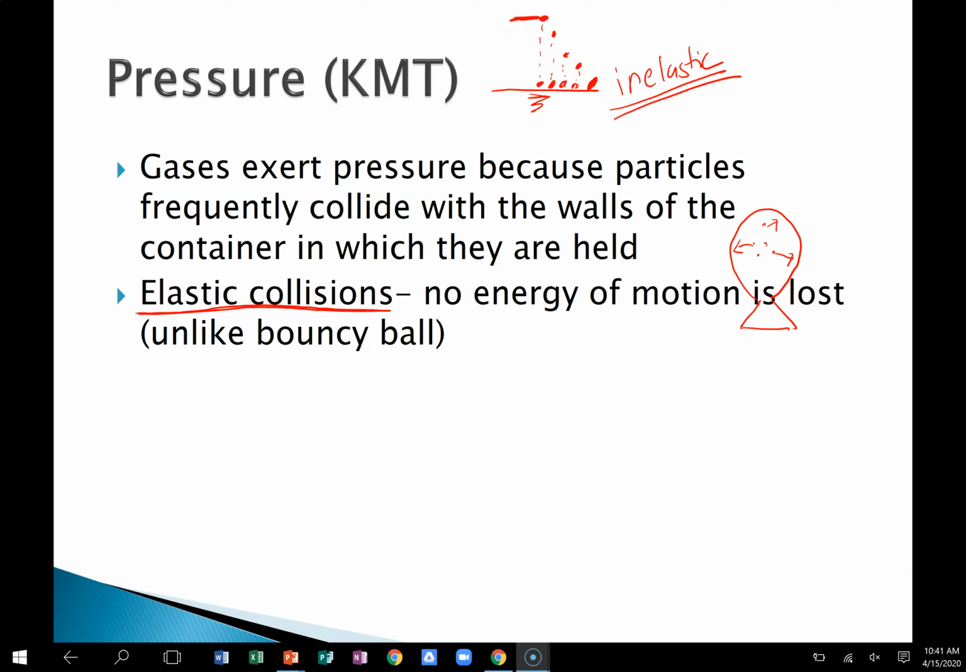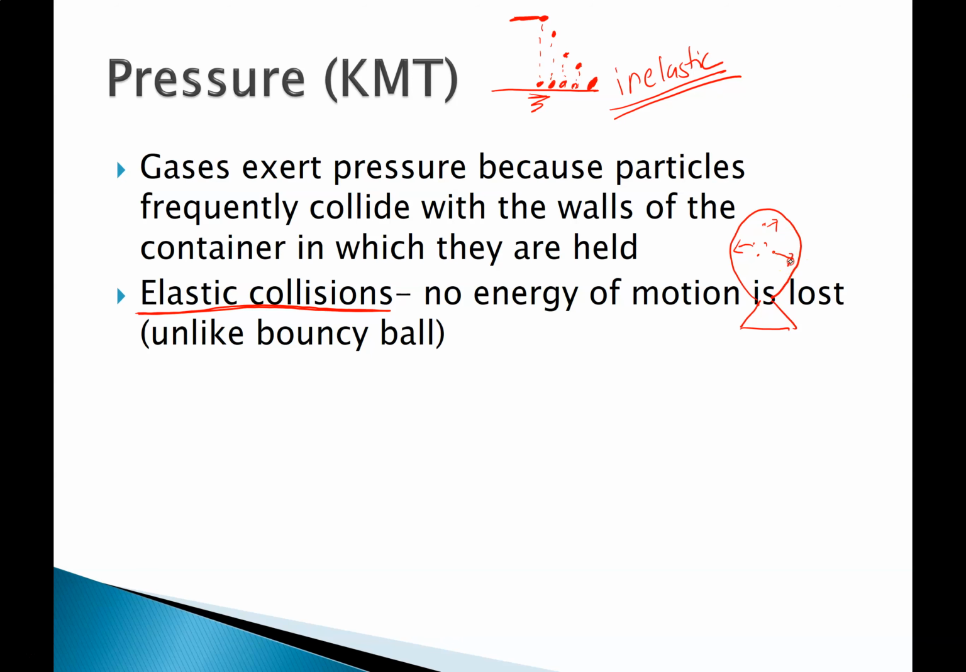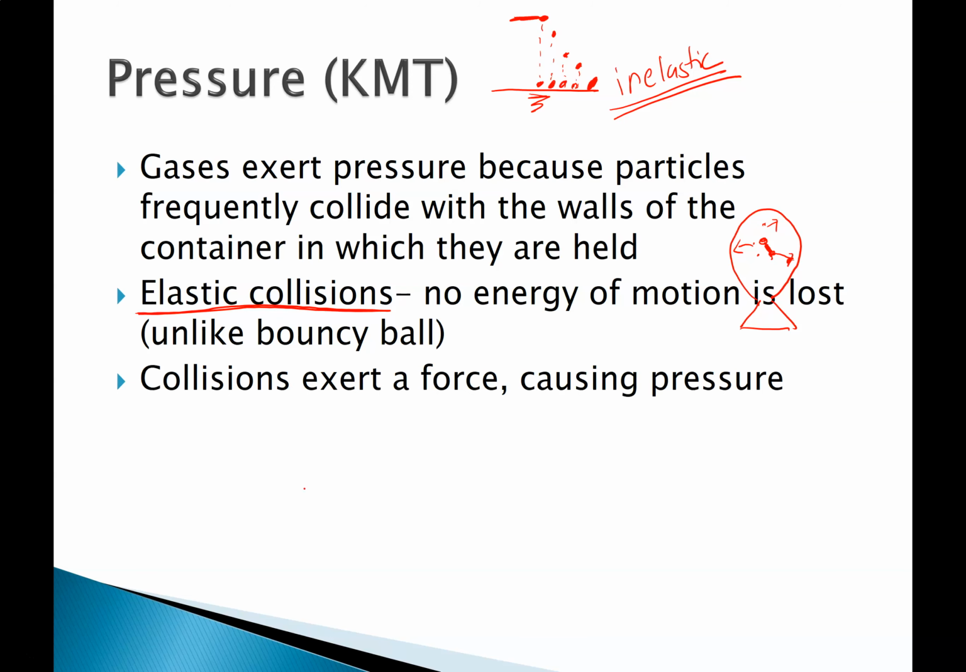So we were talking about how a bouncy ball has inelastic collisions, meaning that we lose energy every time it collides. But gases actually have elastic collisions, which means no energy is lost. So when a gas particle hits the wall of a container, or when a gas particle hits another gas particle, no energy is lost, and gas particles can keep moving and keep moving, and no matter how much they're hitting the wall or hitting each other, they're not going to lose energy, which is why they're in constant, rapid, random motion. So gas particles have elastic collisions.